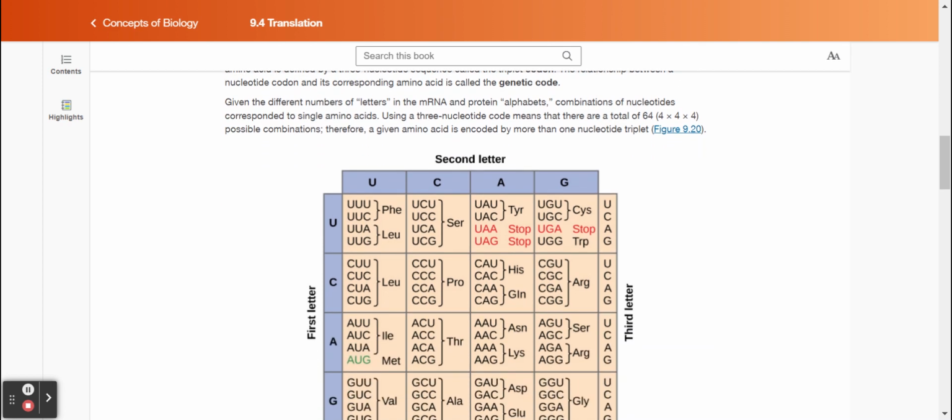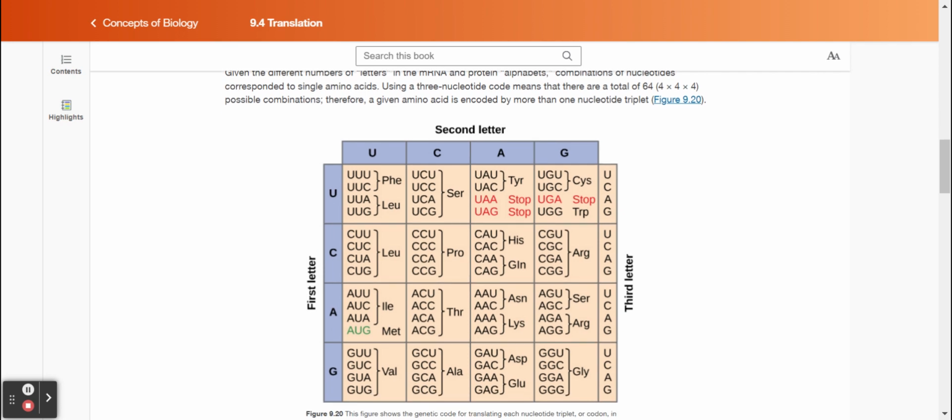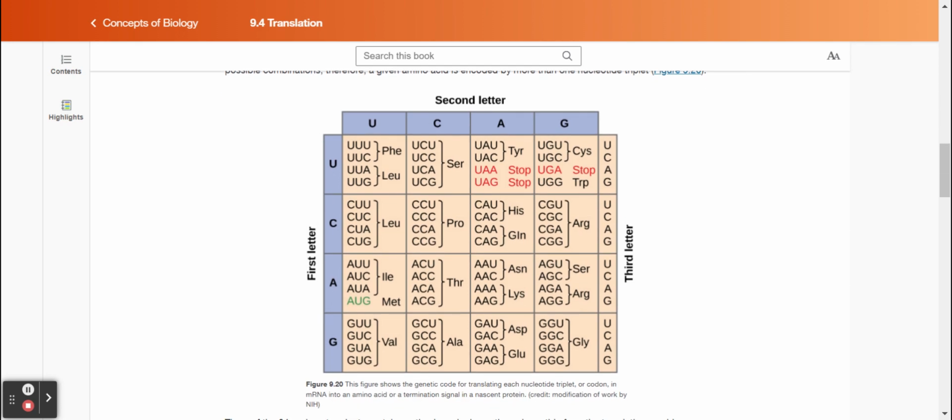Given the different numbers of letters in the mRNA and protein alphabets, combinations of nucleotides corresponded to single amino acids. Using a 3-nucleotide code means that there are a total of 64 possible combinations, 4 times 4 times 4. Therefore, a given amino acid is encoded by more than one nucleotide triplet. Figure 9.20. This figure shows the genetic code for translating each nucleotide triplet, or codon, in mRNA into an amino acid or a termination signal in a nascent protein.